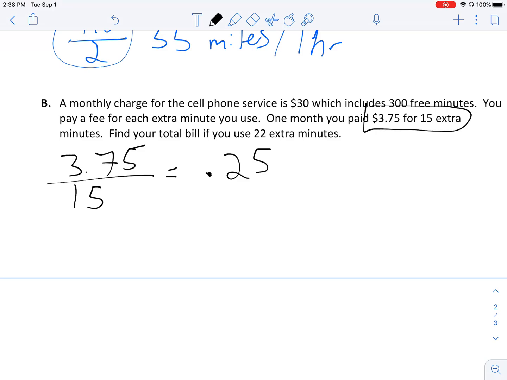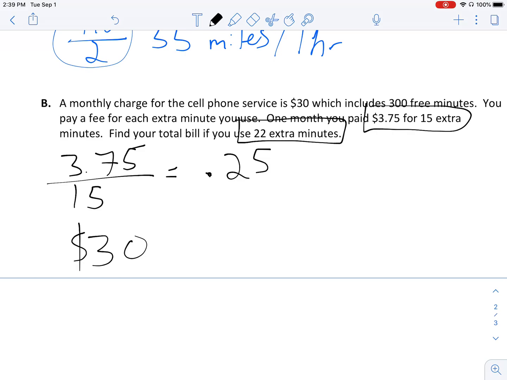Now, if I used 22 extra minutes, they're asking me to figure out what I am going to pay. So the total amount of minutes I use is 322, just so you understand what the question is saying. I use my 300 free, and I use 22 minutes beyond my allotted 300. So the flat rate for the 300 minutes is $30. I'm going to pay that.